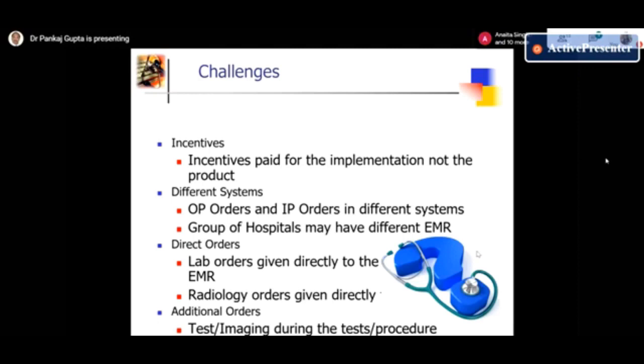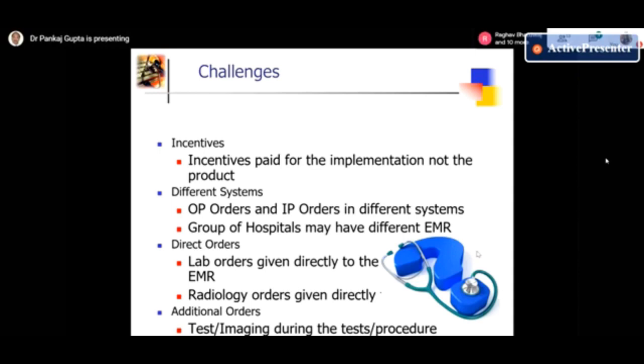It does take time. Different systems, outpatient orders, inpatient orders, different systems. How will you integrate it? You need the denominator, right? The total number of orders. So if these are different systems, how will you get the denominator? That's a problem. A group of hospitals may have different EMRs. So again, as I was saying, they are systems which don't talk to each other. Even if they talk to each other, they don't talk to each other on standards. So then how do you get things right?